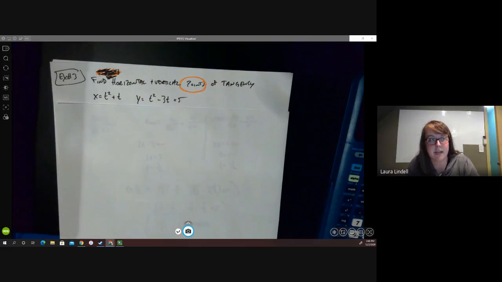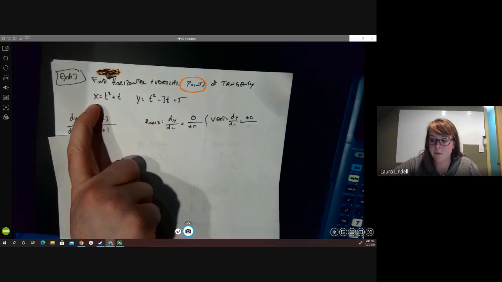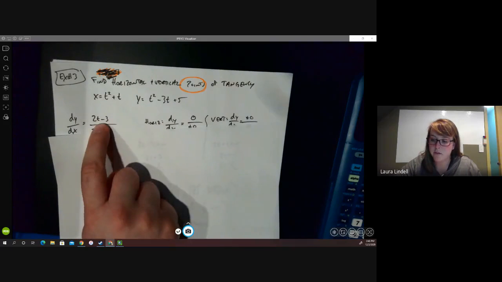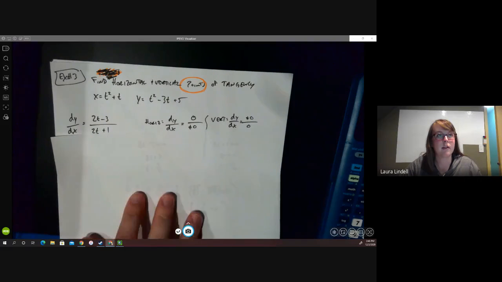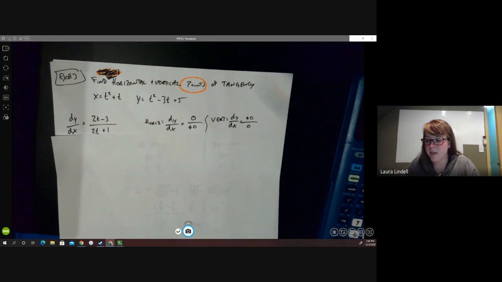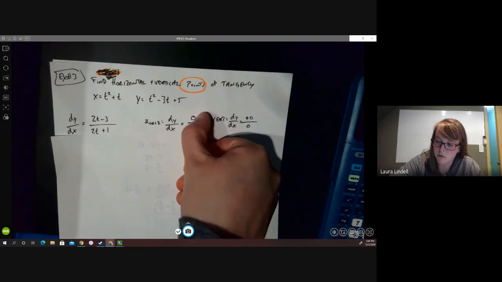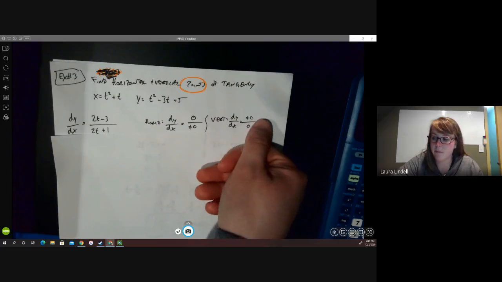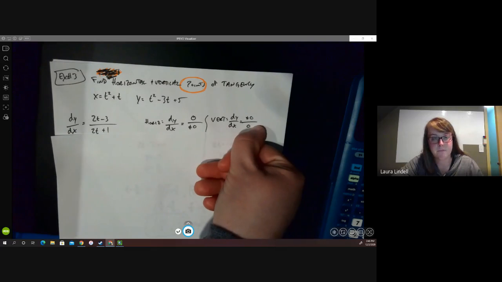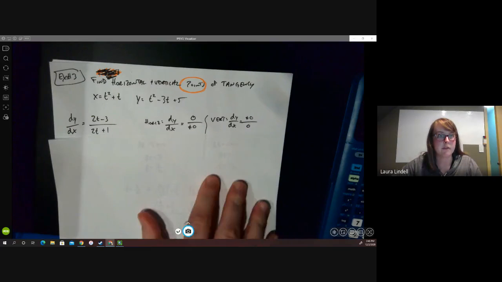The first thing we need to do is find dy/dx, which means we need to take the derivative with respect to t of y and the derivative with respect to t of x. So we get 2t minus 3 when we derive this, and we get 2t plus 1 when we derive that. And then horizontal points of tangency will occur when the derivative is 0 over something that is not 0. Vertical tangencies will occur when the derivative is something that is not 0 over something that is 0. So that means for this one, we need to set the top equal to 0. For this one, we need to set the bottom equal to 0. So that's what we'll do right there.